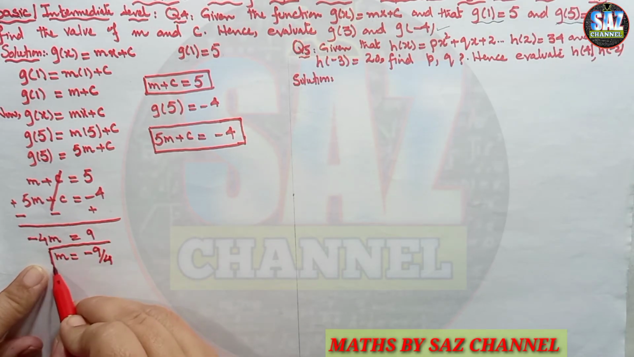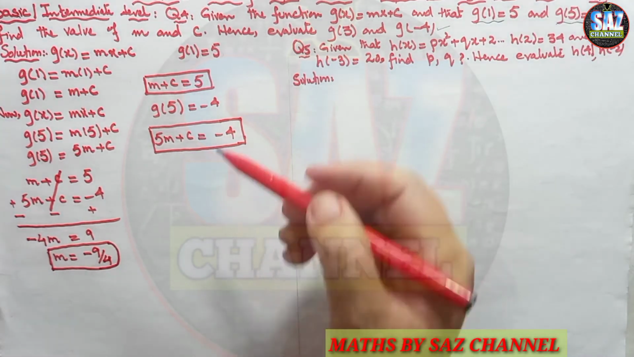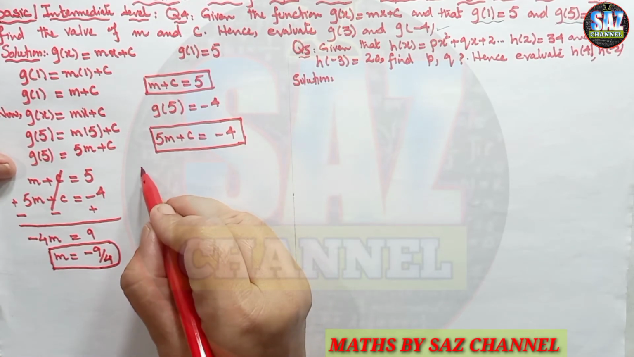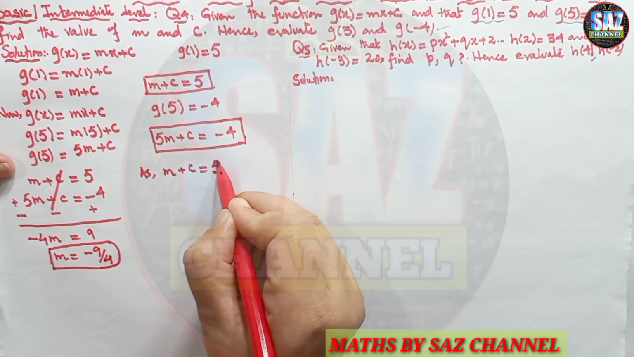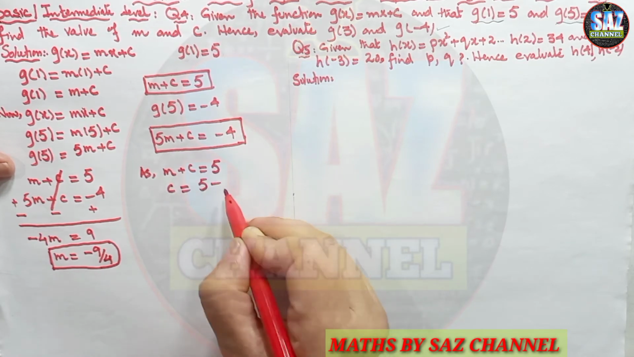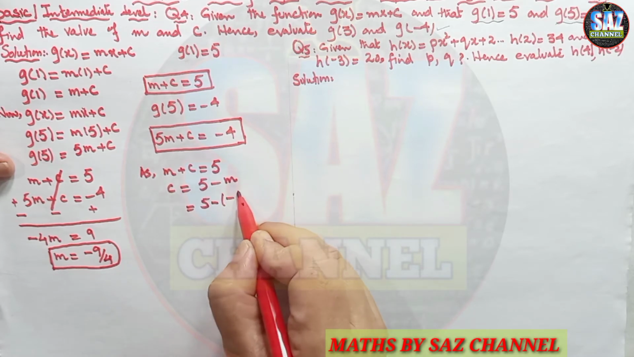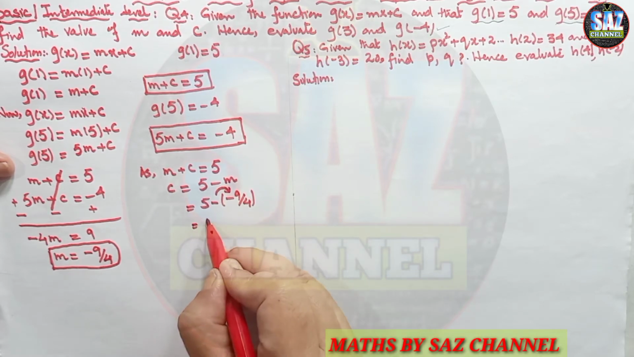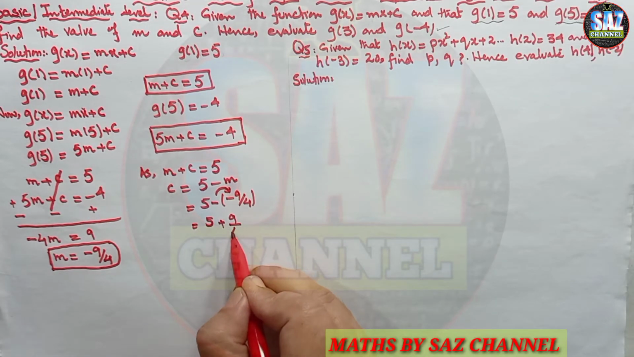In order to get value of c, I can choose any one of the equations, preferably equation 1. Now as m plus c equals 5, my value of c will be equal to 5 minus m, and 5 minus minus 9 by 4, minus multiplied by minus is plus. So it will take the form 5 plus 9 by 4.